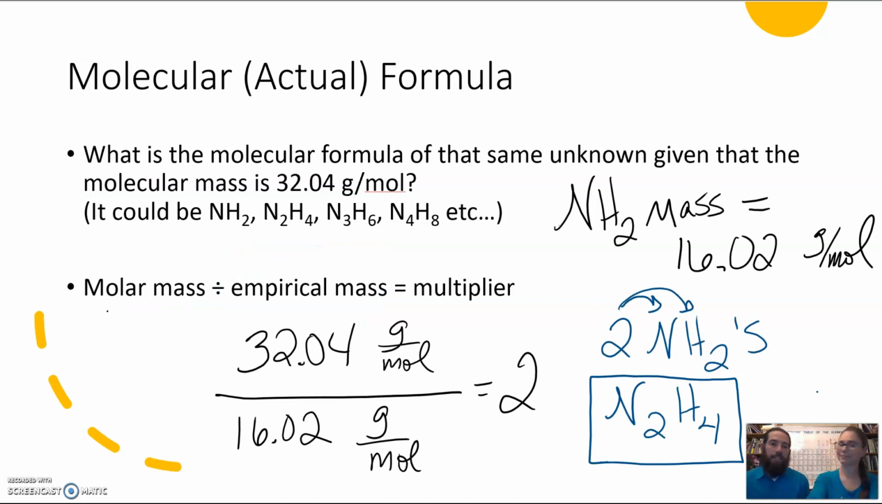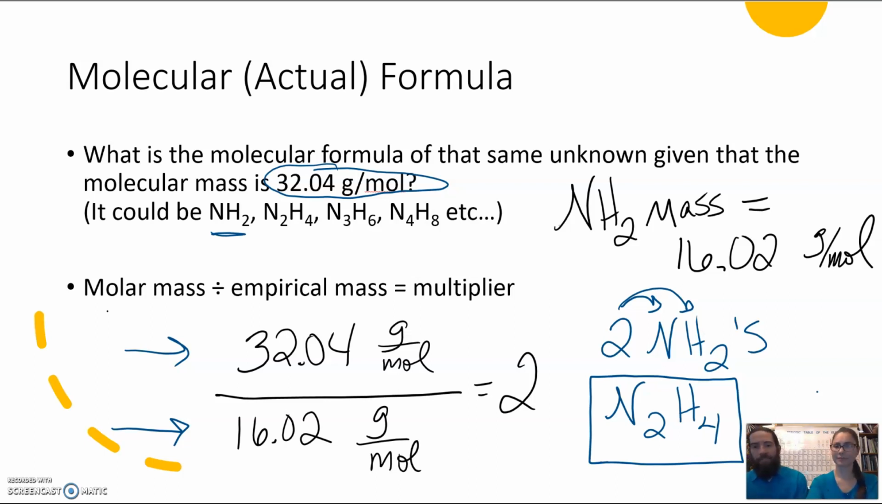So in this case, our empirical mass was 16.02. That was from the NH2. And they said that the molecular mass, or the molar mass, was 32.04. So I took the 32.04, divided by 16.02, and got the number 2. That's my multiplier. What that means is I'm going to multiply everything in my empirical formula by 2. So I had 1 nitrogen, now I have 2 nitrogens. 2 hydrogens becomes 4 hydrogens.